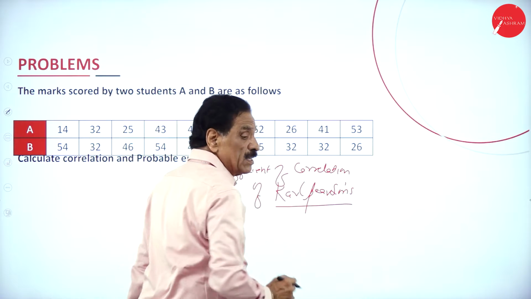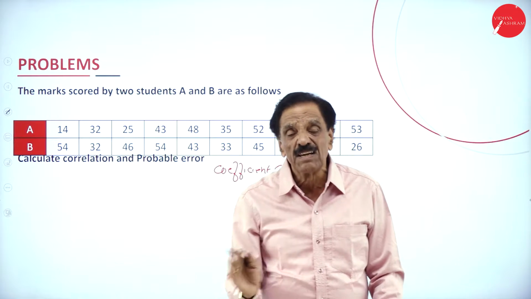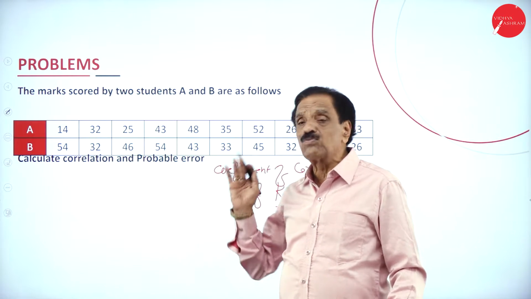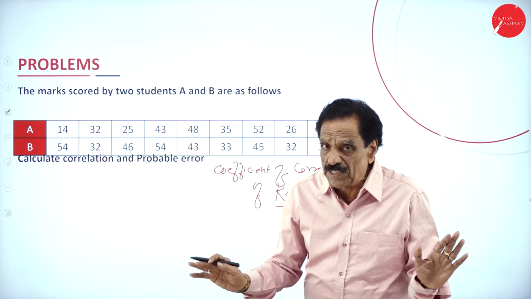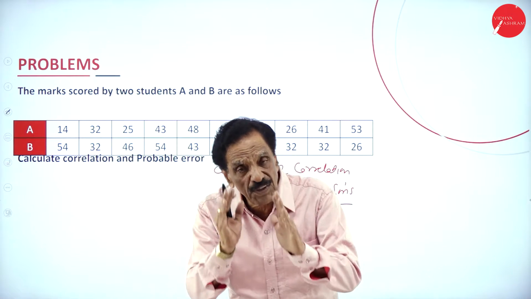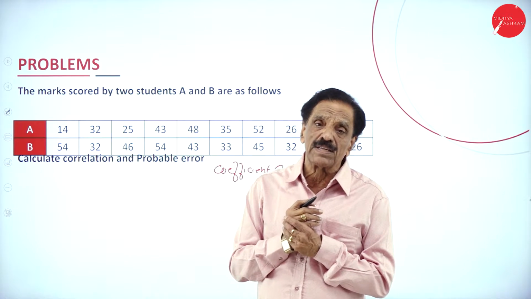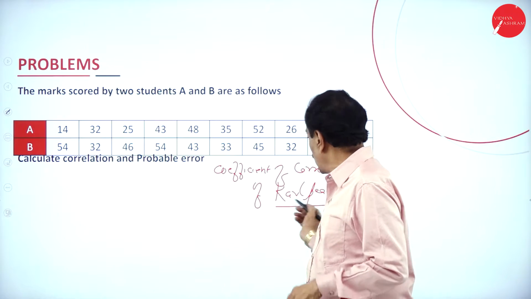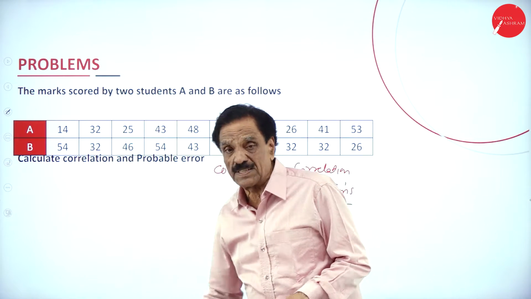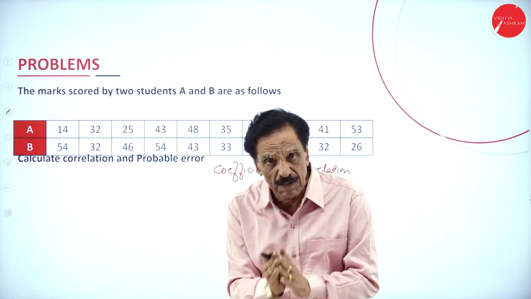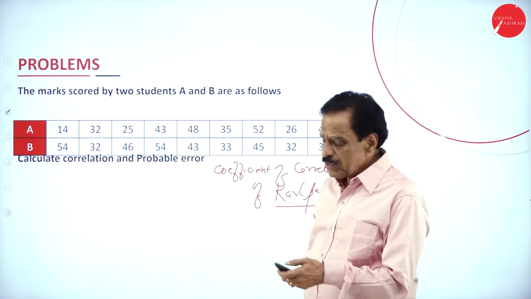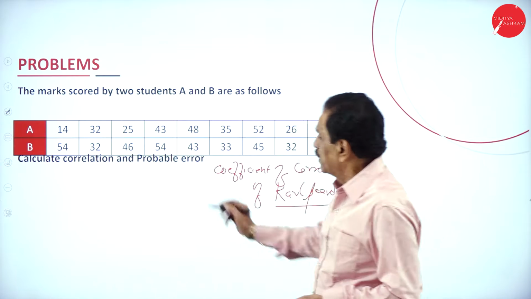In exam, if they ask the correlation, if they ask the coefficient of correlation, it is one and the same. So no difference, correlation and coefficient of correlation is one and the same. They will mention the name Karl Pearson. What we are doing is nothing but Karl Pearson correlation. We'll move on to the problem now.